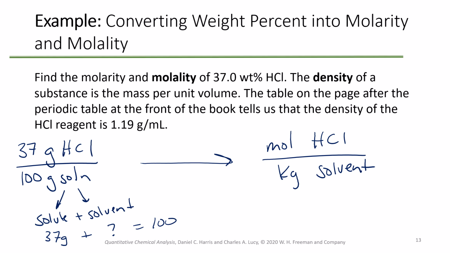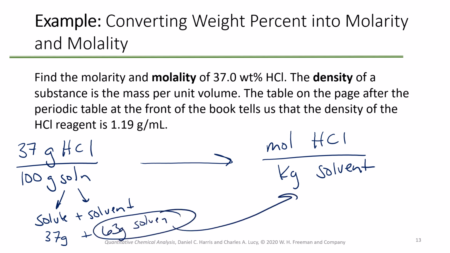We'll use the basic math. If 37 plus blank is equal to 100, I just have to take 100 minus 37, and that will get me the grams of just the solvent. So that would end up being 63 grams of solvent. So this is the value that needs to be converted into kilograms.